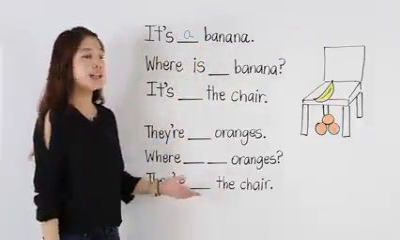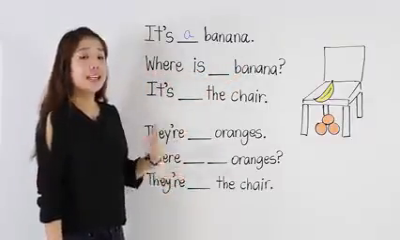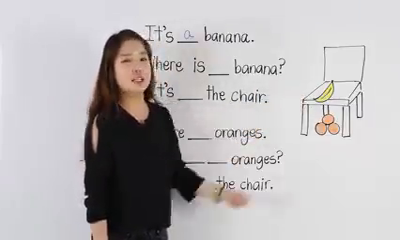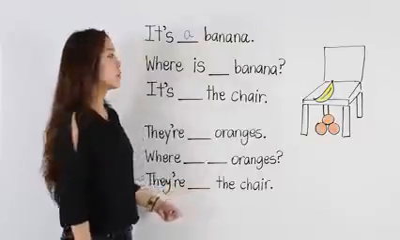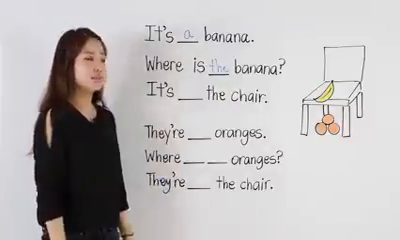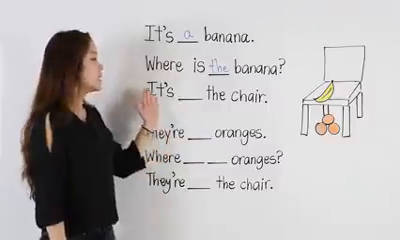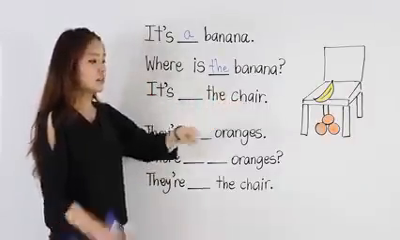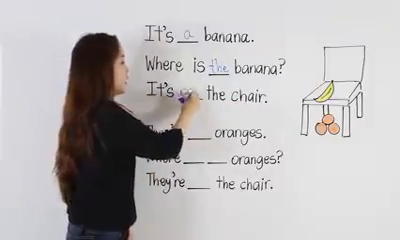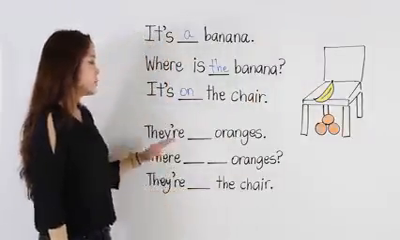It's a banana. Where is banana? Now you know I'm talking about this one. It's specific. So I'm going to use the article the. Where is the banana? Okay, and now let's think about the preposition. It's the chair. We need to use the preposition on. It's on the chair. Okay, let's move on.